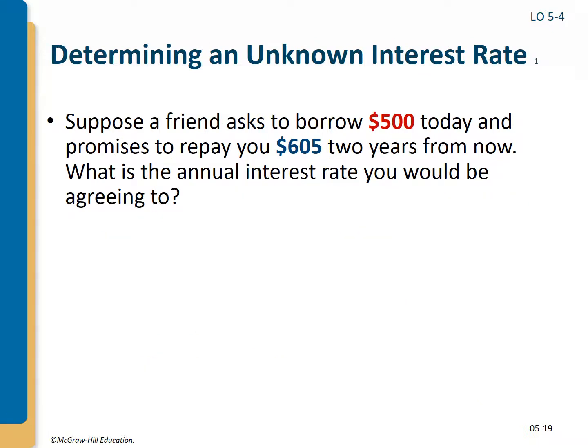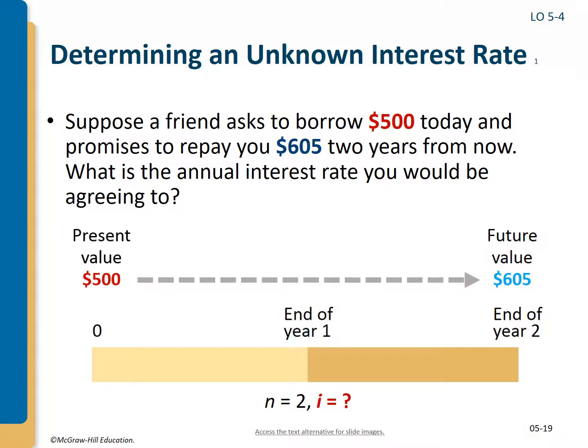Sometimes we may know present value and future value, but we may not know the interest rate or the number of periods. So suppose a friend asks to borrow $500 today and promises to repay you $605 2 years from now. How much interest are you really earning on that? Well, we know present value, we know future value, and we know how long. We know the number of periods too. So we want to figure out the I. And there's one of two ways of doing that.